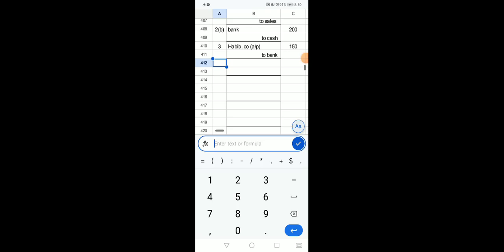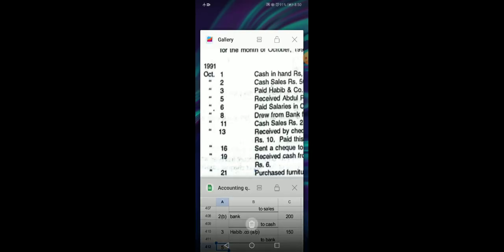Now let's see what is next for us. That is entry number 5. So you will mention the 5th date, 5th of the month, in the date column. The 5th entry is saying: received Abdur Rahim's check and paid into the bank. You are receiving the check and paying that check in on the same date. This is important to understand. Not only have you received it, you have deposited the same check into the bank on the same date.